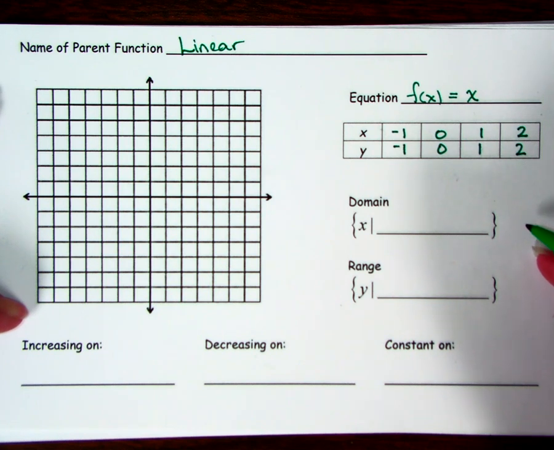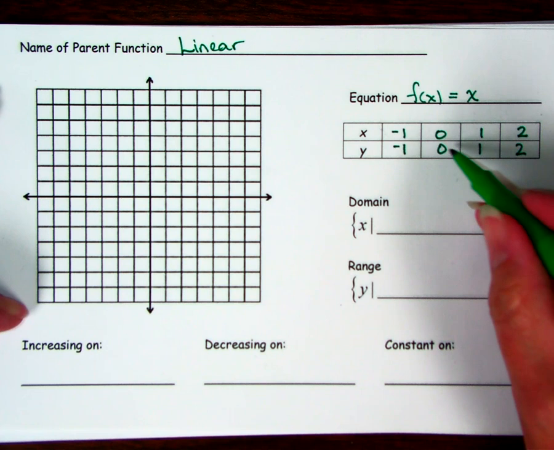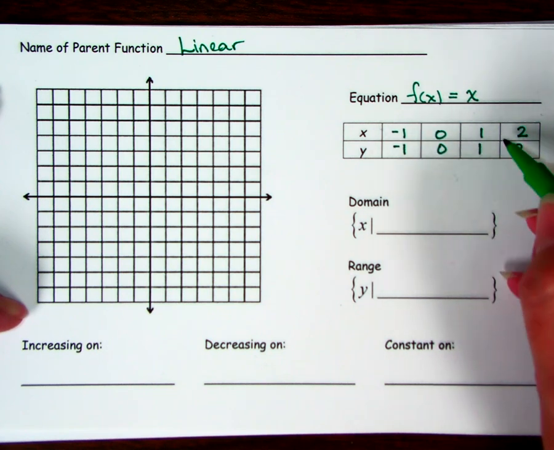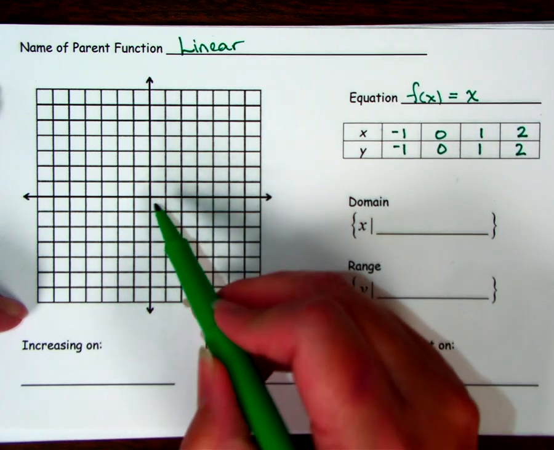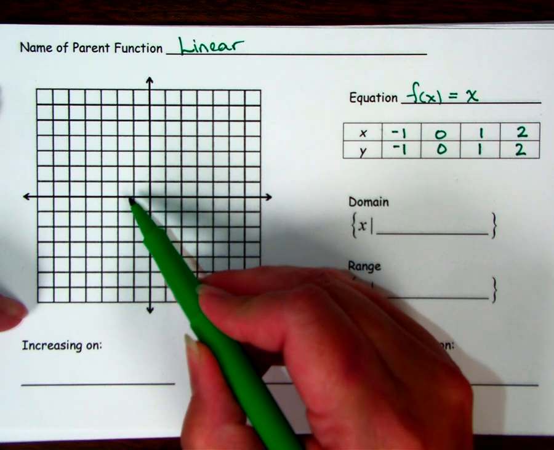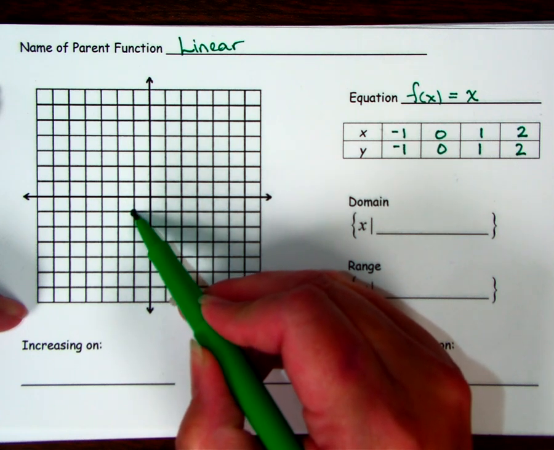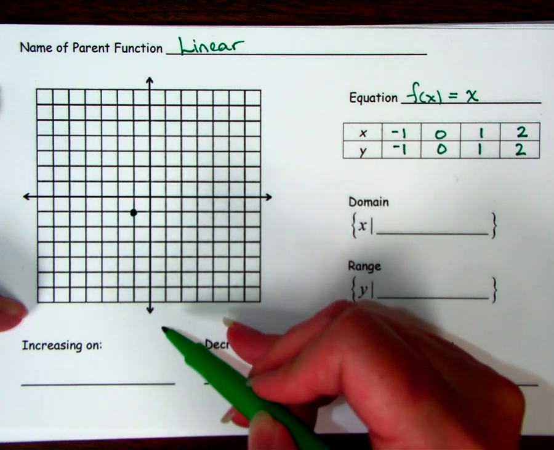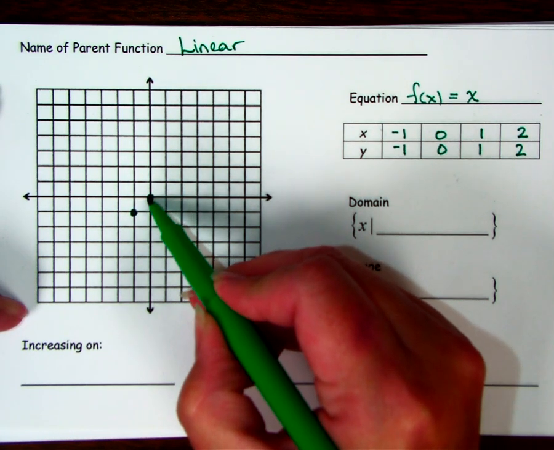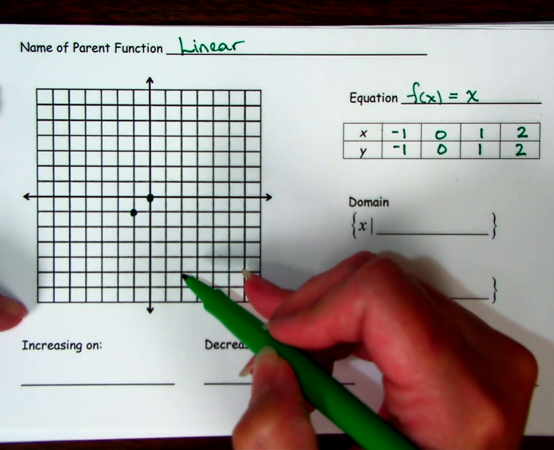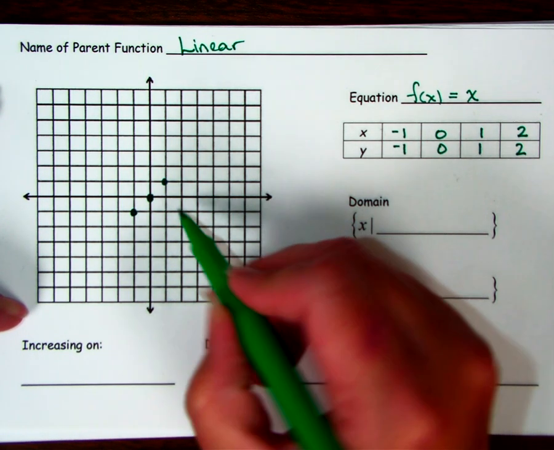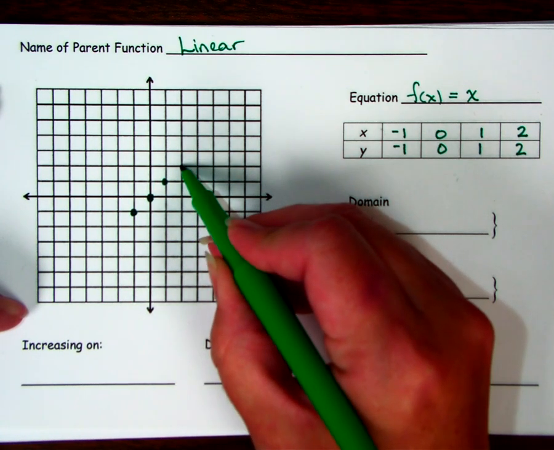If I want to see what this graph looks like, I can take these points, (-1, -1), (0, 0), (1, 1), and (2, 2), and plot them. So I'd start at the origin here. (-1, -1) tells me to go to the left 1 and then down 1 and put a point. (0, 0), of course, is over none and up none. (1, 1) is over 1 and up 1. (2, 2) is over 2, up 2.